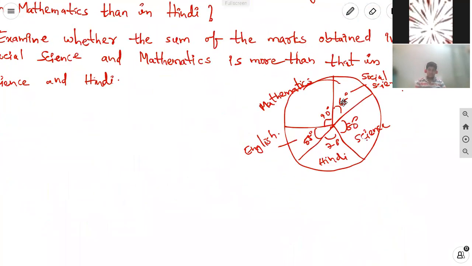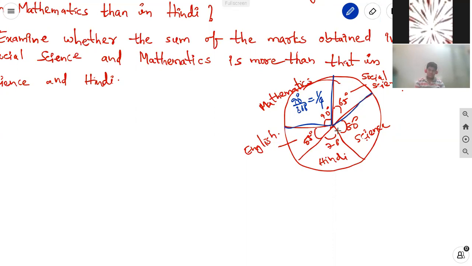In the pie chart, the mathematics part is 90 degrees. That is 1/4, because 90 degrees by 360 degrees is equal to 1/4. And 65 means 65 degrees by 360 degrees, and that is the way.